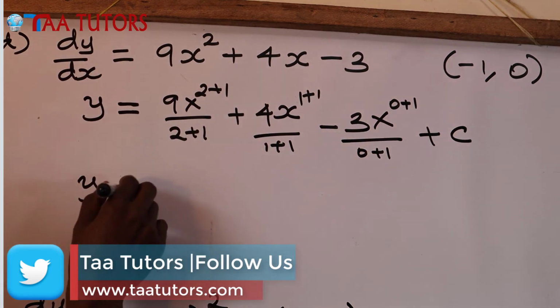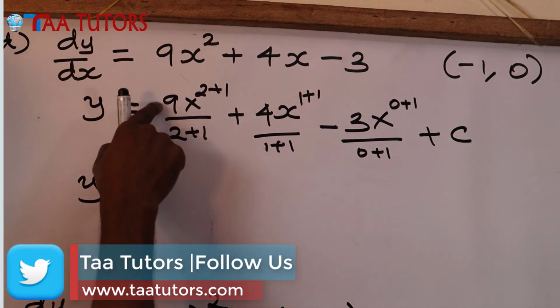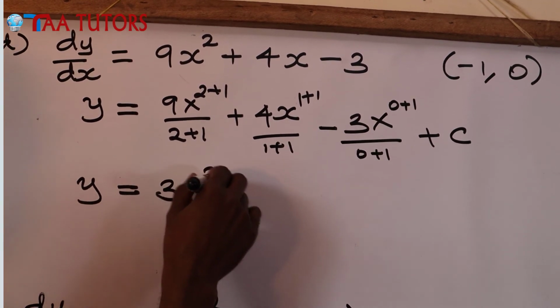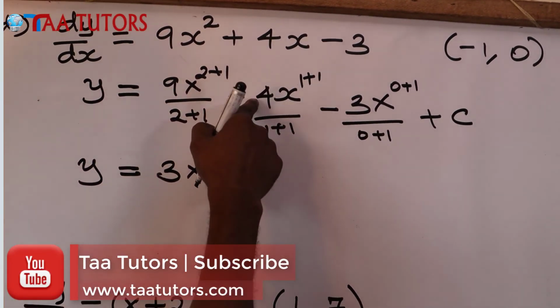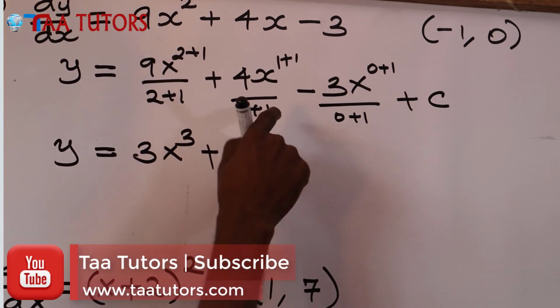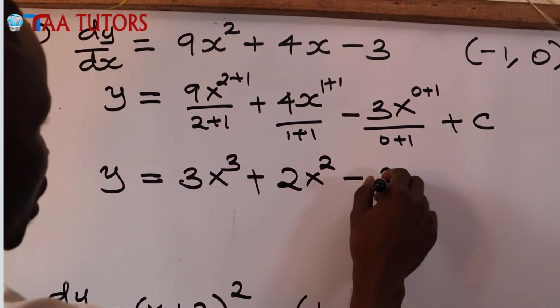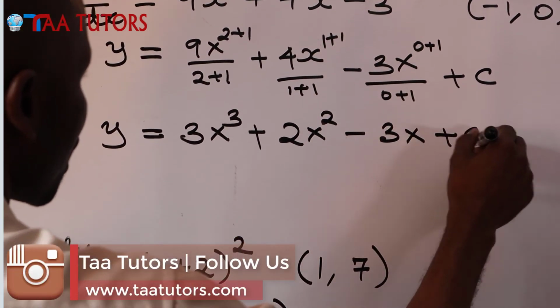So y here will be 2 plus 1 is 3. So 9 divided by 3 is 3. 3x power 3 plus 4 divided by 2, 1 plus 1 is 2. That will be 2x squared minus 3x plus c.